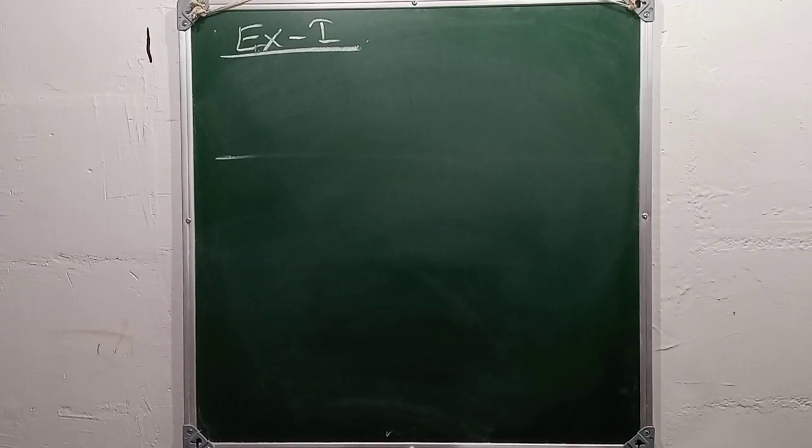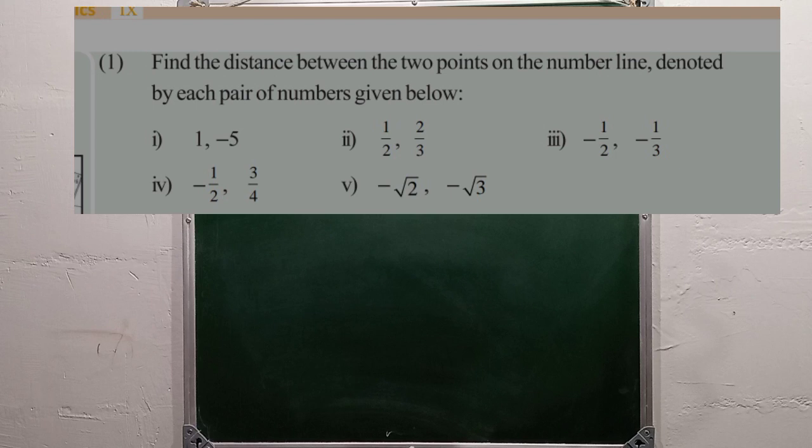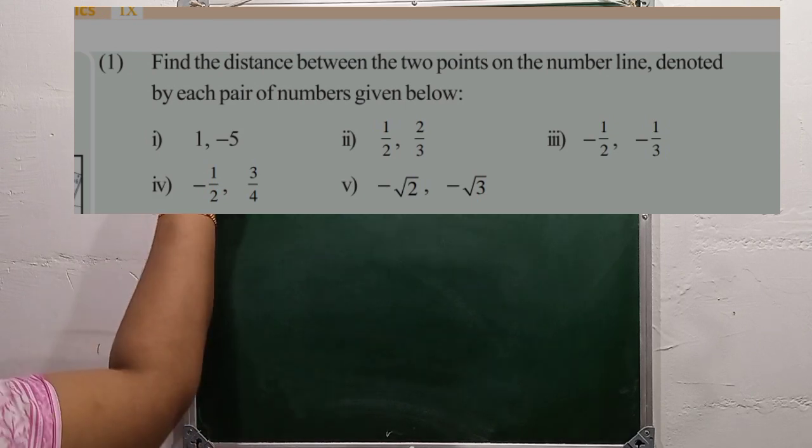Now we are going to solve the problems in the first exercise. First question: find the distance between the 2 points on the number line denoted by each pair of numbers given below. First one is 1, -5. Second one, 1 by 2, 2 by 3. Third one, -1 by 2, -1 by 3. Fourth one, -1 by 2, 3 by 4. Fifth one, -√2, -√3.